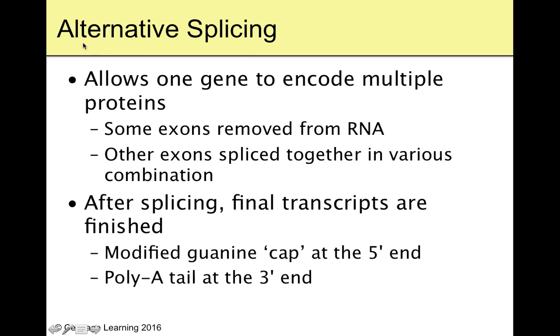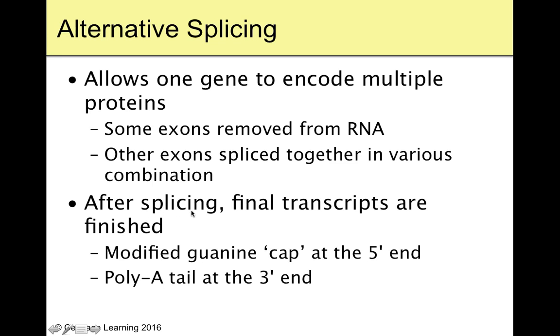So another thing we do is called alternative splicing. And what this does is it allows one gene to encode for multiple proteins. Very, very cool. I think it's called pleiotropy in our genetics chapter. We'll see. That might be one gene, multiple effects, something like that. So what we end up doing is we remove these exons from our RNA, and we can take other exons and splice them together in different combinations. And depending on the combinations of the exons, we can make a different protein.